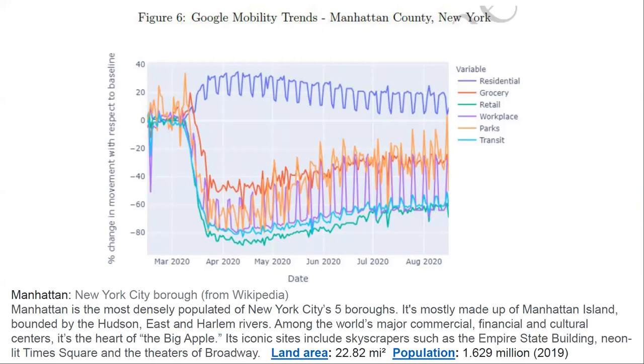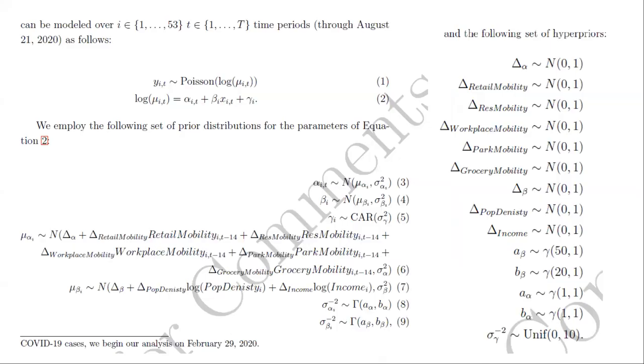So, things to think about. All right, so this is the mathematical model. We are not going to go into this in detail, but he says, I've got my Poisson random variables, where my parameter is the log of something else. I have linear models for this. I have all these different things coming into play.